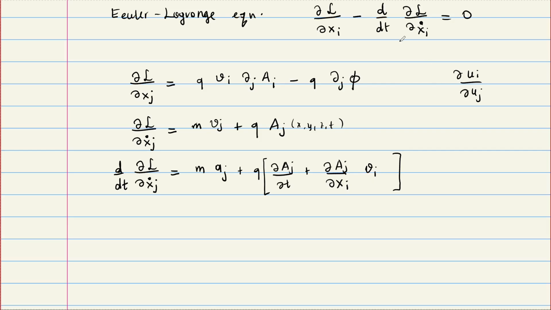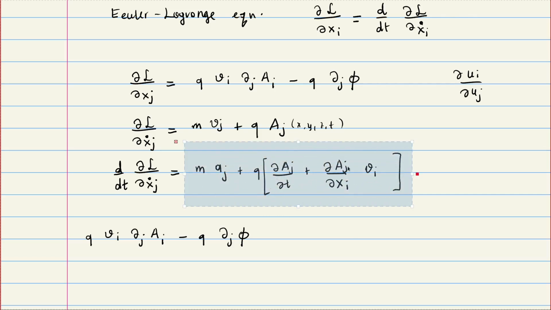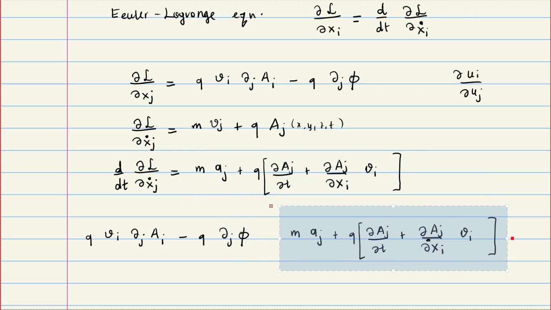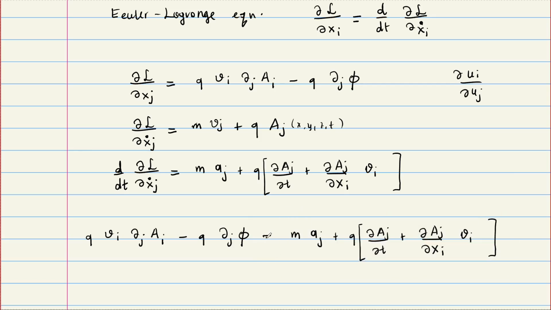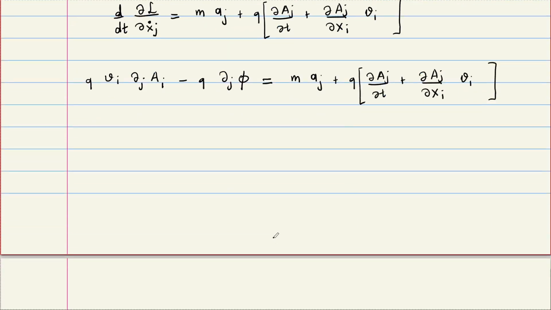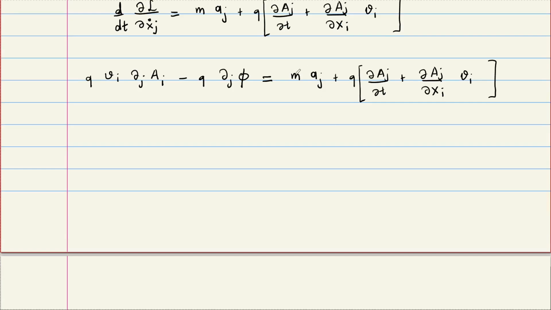Now let's put all of these in the Euler-Lagrange and see what it looks like. So here, right hand side is this. And I'm going to write this as 0 on the other side. So this time derivative is this. And left hand side is this. Okay, now we need to play with this just a little bit. So I want to leave m aj is equal to.